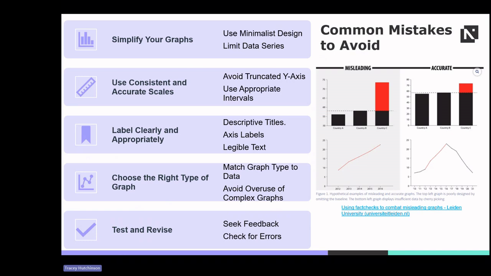Verify all data points and calculations. Double check for any inconsistencies or errors before finalizing the graph. By following these tips, you can create graphs that are both informative and easy to understand, avoiding common pitfalls that can obscure or misrepresent your data.